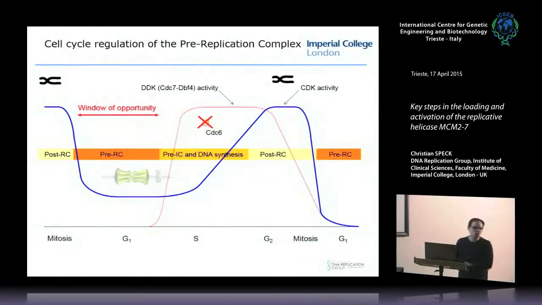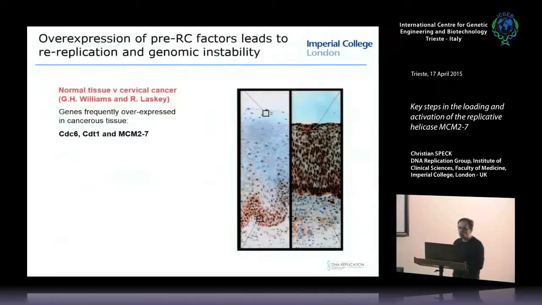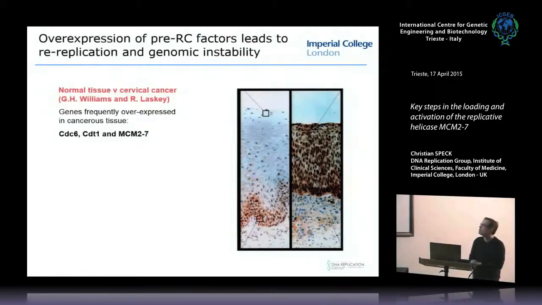Then you will struggle to load your helicase, and then you may not actually fire all origins because they never loaded the replicative helicase, and then you will only partially duplicate your DNA. In cancer, both of those things happen at the same time. So it's really a deadly cocktail.